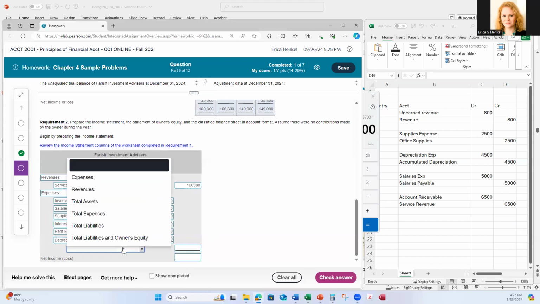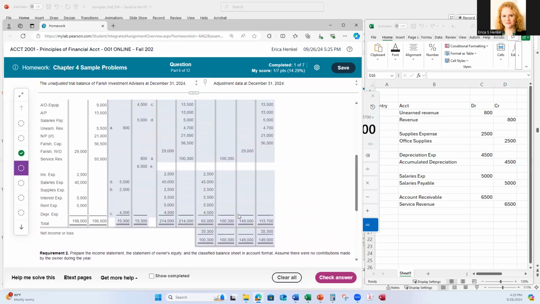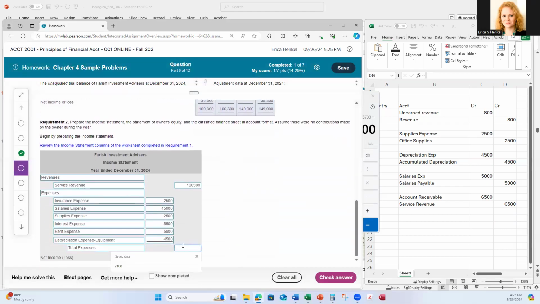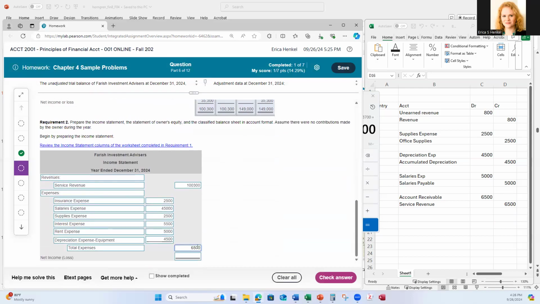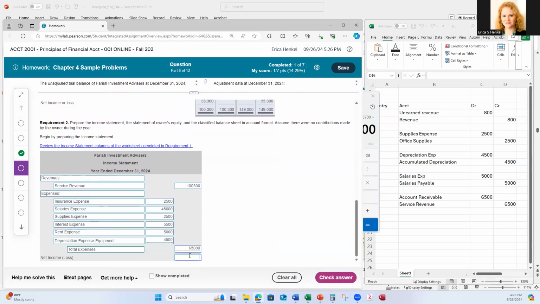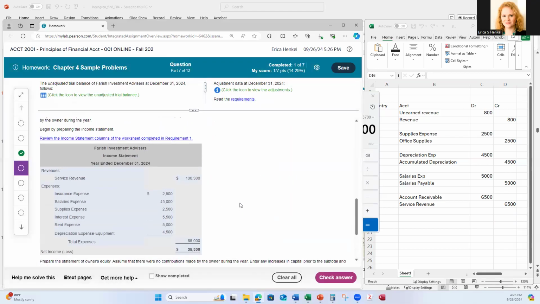All right, so then we're going to have our total expenses. So we already know that our total expenses here added up to 65,000 because we added it up above. I don't know why it's giving me a random number here, but then we've already calculated our net income of 35,300 up above as well. So we don't have to do any math here. We're just pulling this information down. All right, so that's our income statement.